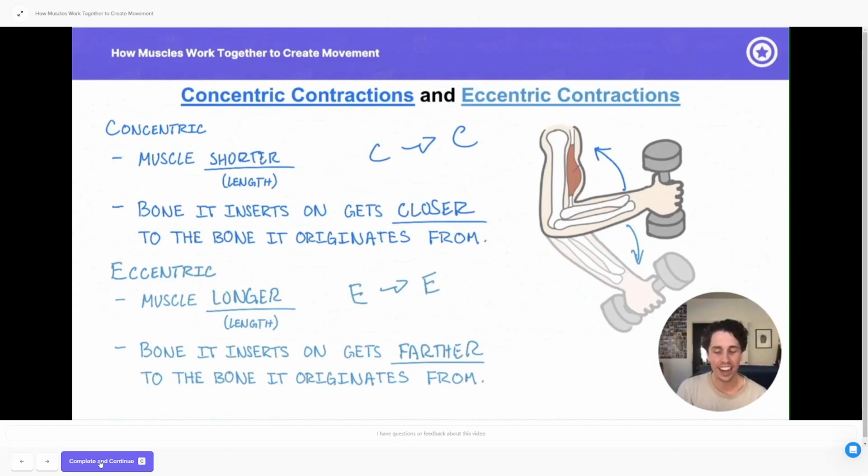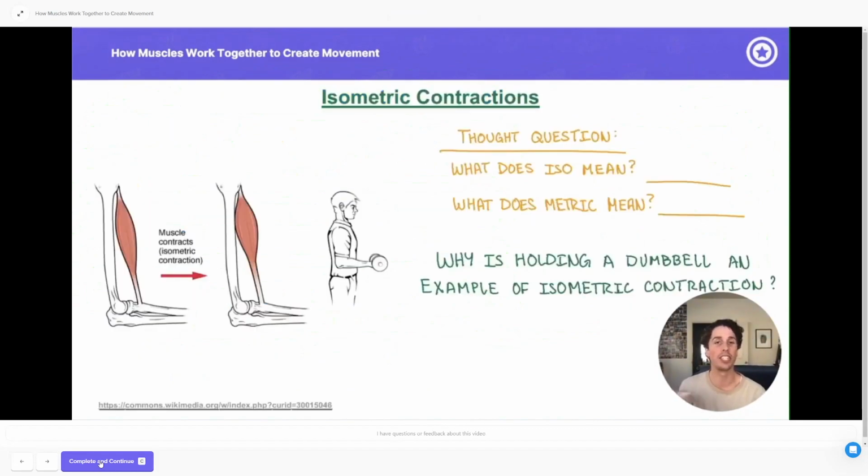Alrighty, so let's go ahead and talk about the isometric contractions now. Alright, so as we know from the previous thought question, we're going to have iso, which means the same. So let's just go ahead and write that in real fast. So iso means the same. And now I want you to pause this video, think about what does metric mean. Alright, so now that you've had some time to think about that, metric, as we know, is going to be with the length. So right here is the length. So isometric contractions are going to be the same length even though the muscle is contracting.